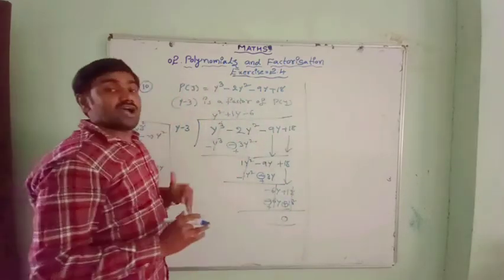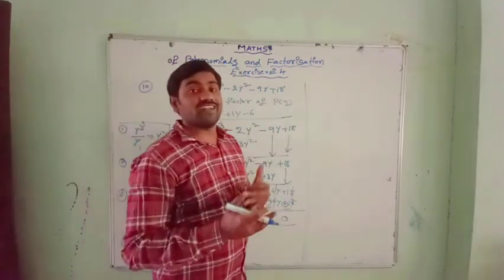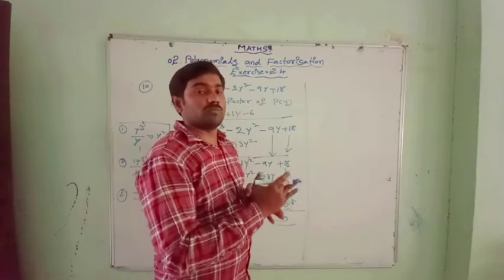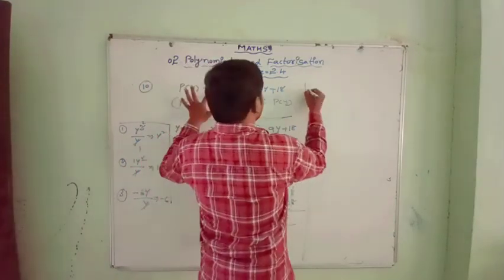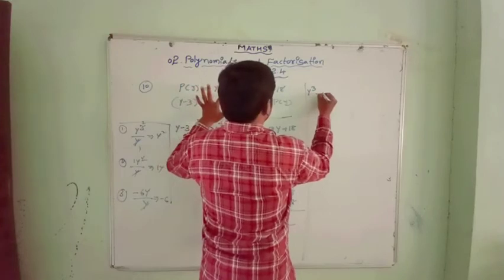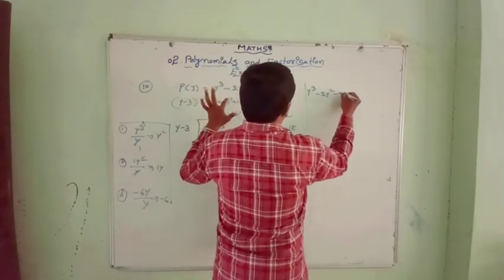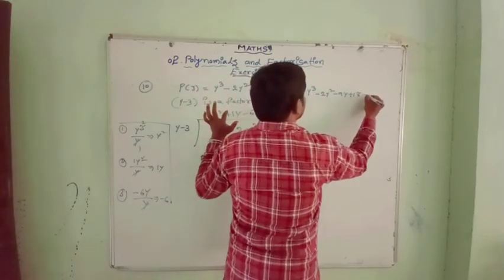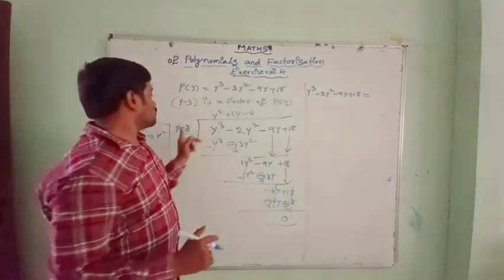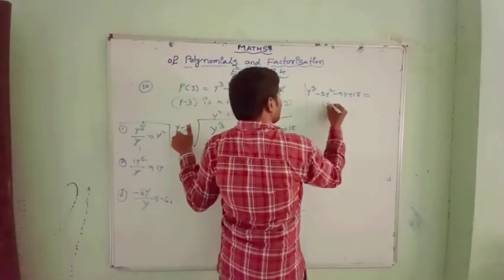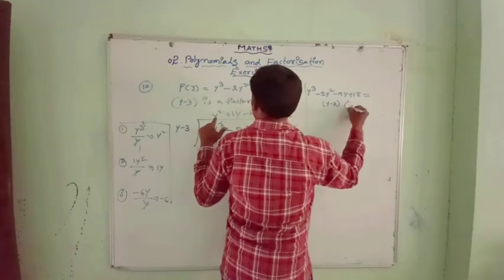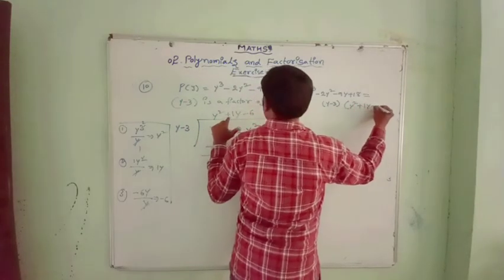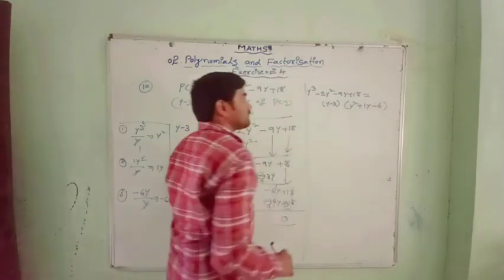Now after doing this, we have to apply the division algorithm formula, that is dividend equals divisor into quotient plus remainder. That is equal to here y cube minus 2y square minus 9y plus 18. This is equal to what actually? The product of these two, y minus 3 into y square plus 1y minus 6.